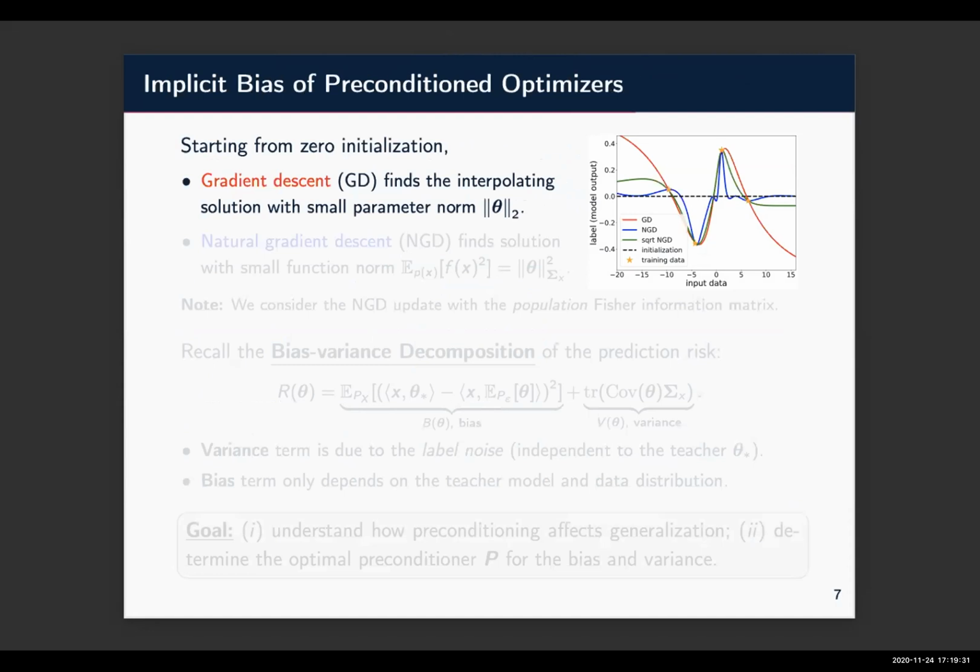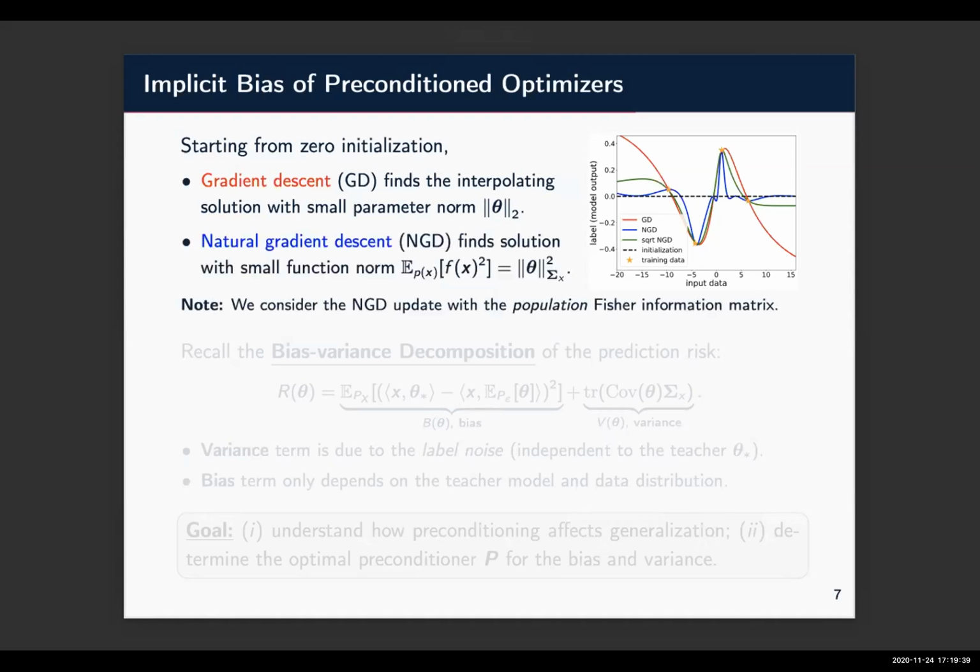So just to give some more context, we're going to focus on the comparison between gradient descent, which finds a solution with small parameter L2 norm, and natural gradient descent, which actually gives you a solution with small function L2 norm. And I should note that this definition of natural gradient descent requires a population Fisher information matrix. So the Fisher needs to be computed on the data distribution P of X instead of the training points alone. But this is a subtle difference.